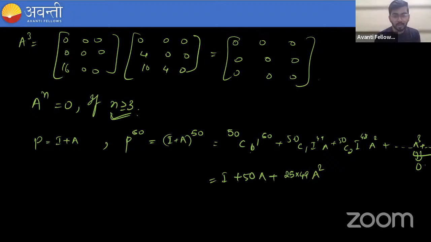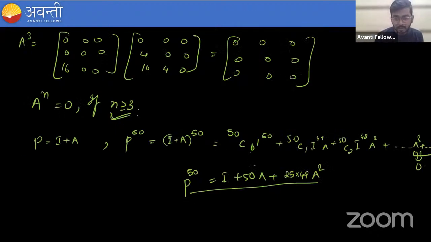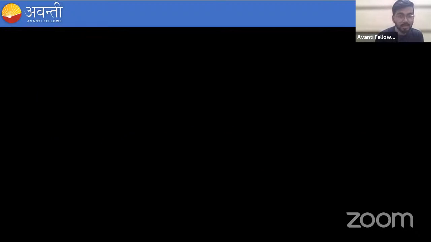So we have gotten P power 50. The value of P power 50 is I plus this thing, right? Let us go back to the question and see what was given. P power 50 is I plus Q. So this part of the equation is equivalent to Q. This will become Q is 50 times A plus 25 into 49 times A square.